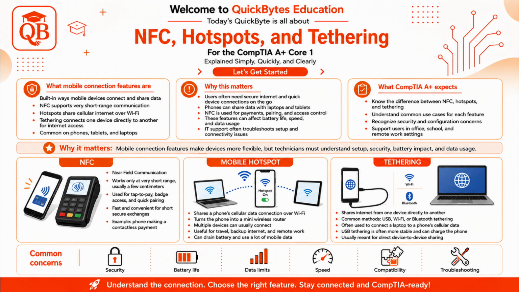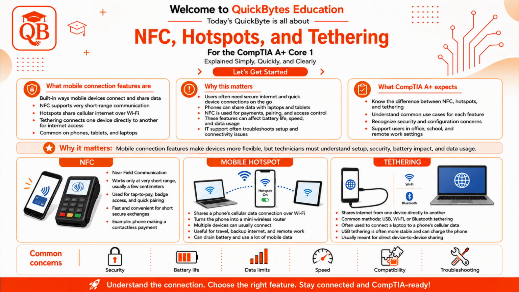Let's get started. Your phone does a lot more than make calls, send texts, and run apps. It can make contactless payments, share internet with other devices, connect a laptop to cellular data, and even act like a mini Wi-Fi router. And if you're studying for CompTIA A+ Core 1, you need to understand mobile connection features like NFC, hotspots, and tethering because they show up in real-world IT support all the time. So today, we're breaking them down in plain English.